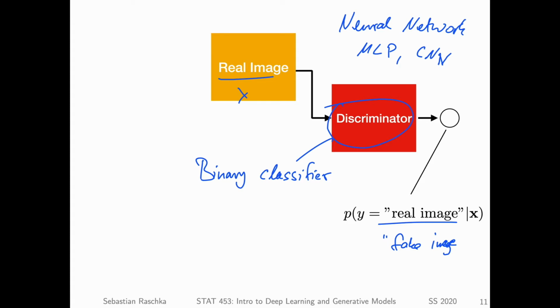So the discriminator returns a confidence score of how likely it thinks the image that it receives is a real image. And then you can get the probability for fake image simply by 1 minus p real, right? So in that case, we only need one output node for the discriminator, and the job of the discriminator is to distinguish between real and fake images.